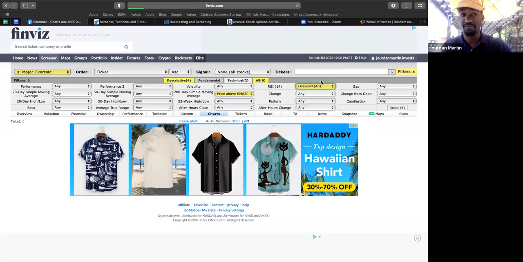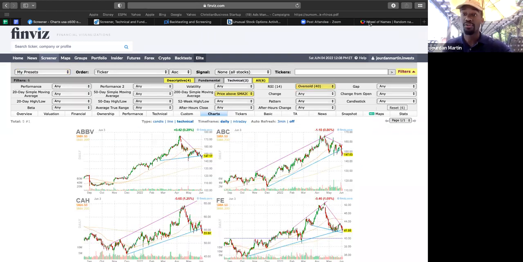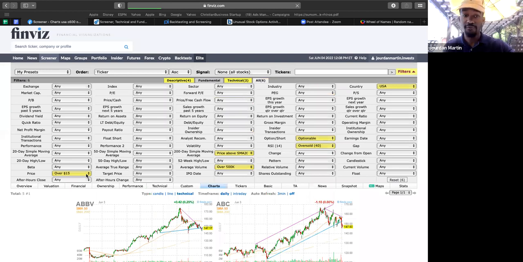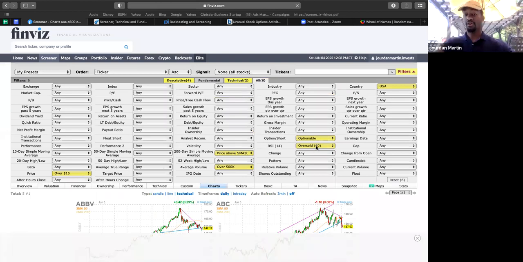Let's see if we up that to 40. Can we get something? Cool. All right. So what the screener basically is, I have it set to show me stocks that are over $15 that are oversold, which means for the RSI 14 period that they are at or below 40 on the RSI.